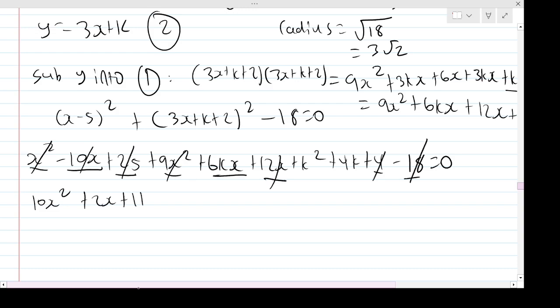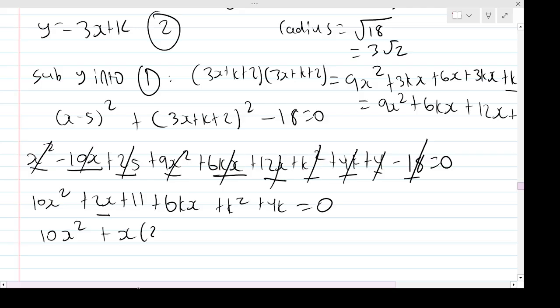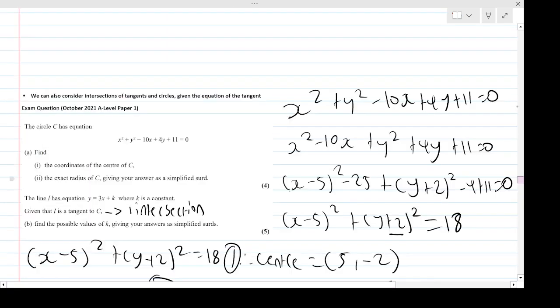Then I have a 6kx. That's the only kx term. Then I have a k squared, the only k squared, and then 4k. Cool, and then that's equal to 0. Okay, then I'm going to group it into a quadratic. So x squared term is just 10x squared. Then the x terms, so we're going to have x and then 2 from there, and then a 6k from there. Then let's just add the numbers together. So we're going to have k squared add 4k add 11 equal to 0. Okay. So there, that's a quadratic.